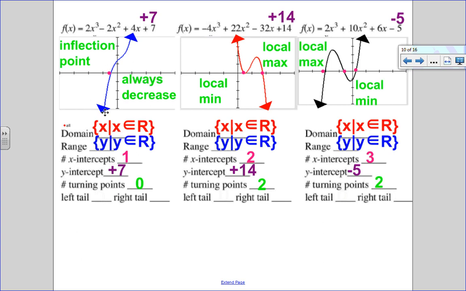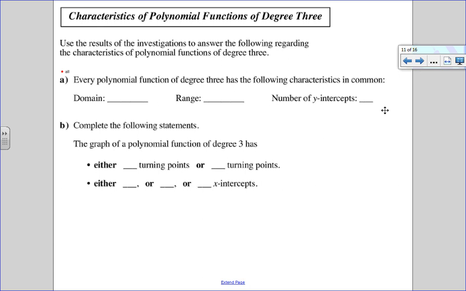Okay, so all of these graphs here, let's look at the end behavior now. So positive leading coefficient, left tail down, right tail up. Negative leading coefficient, left tail up, right tail down. And this one, positive leading coefficient, left tail down, right tail up. Okay, so I want to put this all together because I've seen now 9 graphs.